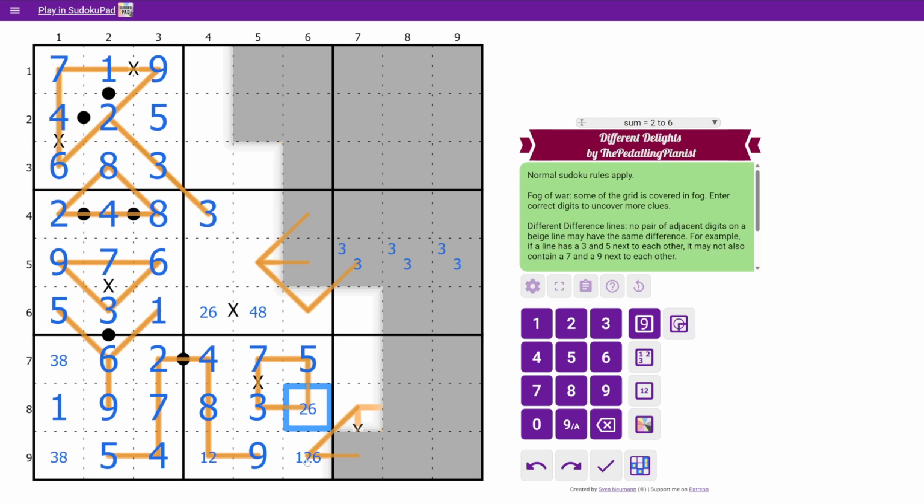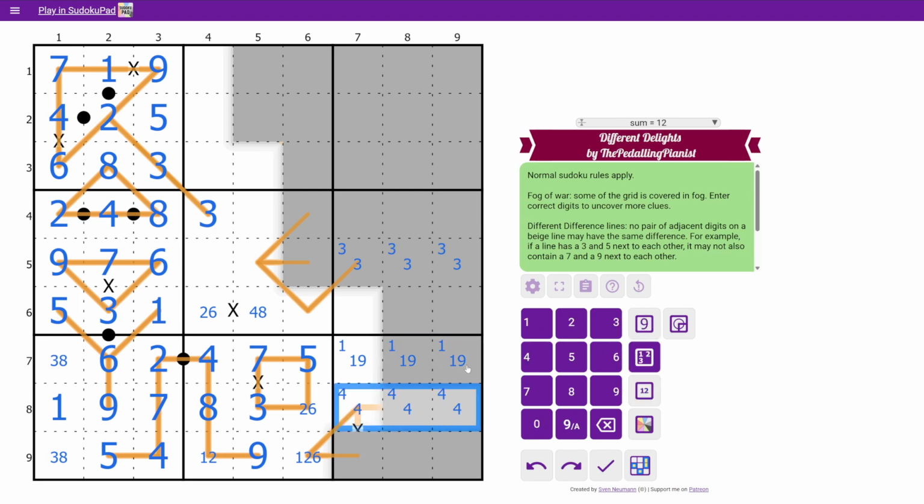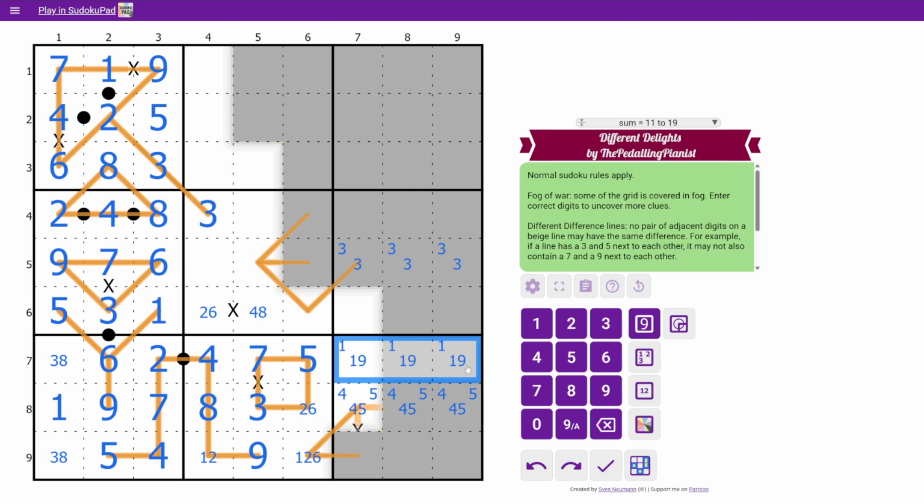The 1 does go on the bottom though, so the 1 goes up here. The 9 goes up here. The 4 goes in the middle. 5 goes in the middle. Seven goes on bottom. I think that's it that I can see at the moment.